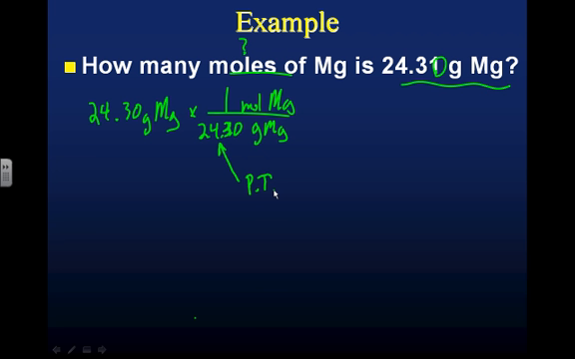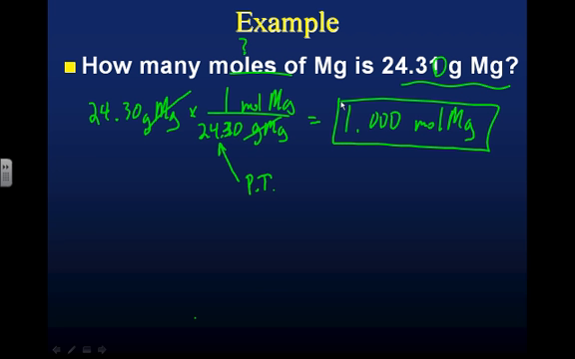So grams cancels out. What's 24.30 times 1? 24.30. Divide by 24.30? 1. How many sig figs can you have in that answer? You should have 4. So how do you have this have 4 sig figs? 0.000. And you can measure that in our lab. We have balances that'll go that exact. Okay? And the unit is moles magnesium. And that's done.